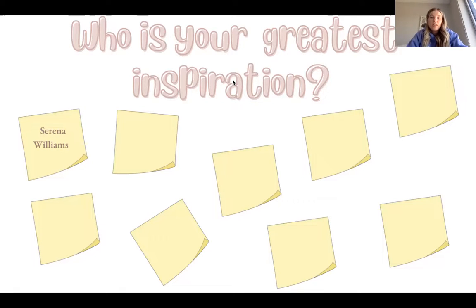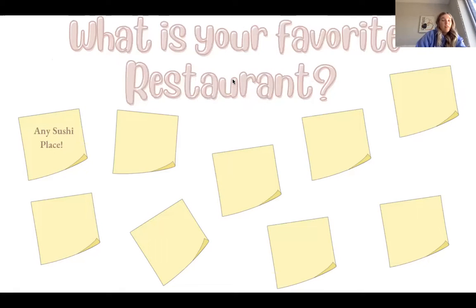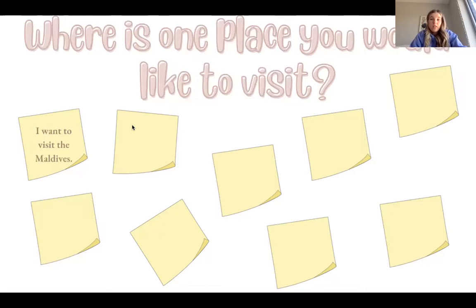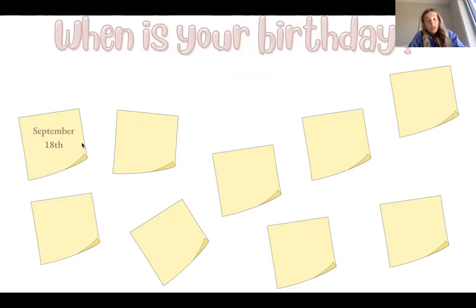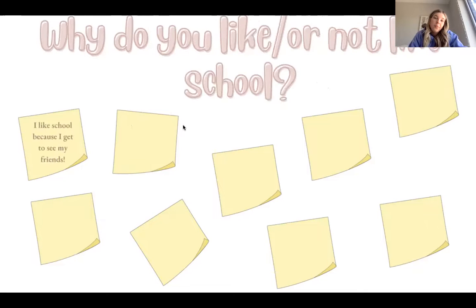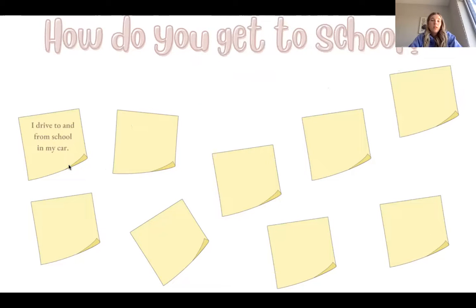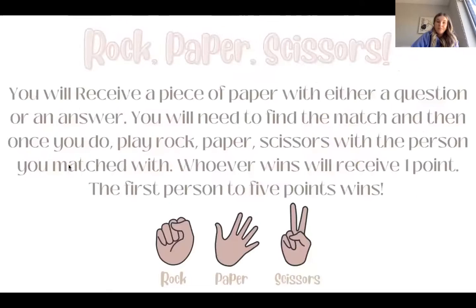So there's 6 different slides here, or 6 different posters. So we have, who's your greatest inspiration? What is your favorite restaurant? So again, that's a defining object. Where is one place you would like to visit? A location. I said I want to go to the Maldives. When is your birthday? September 18th. Why do you like or not like school? I said I like school because I like to see my friends. So again, the why, we're giving a reason. How do you get to school? I drive to and from school in my car.